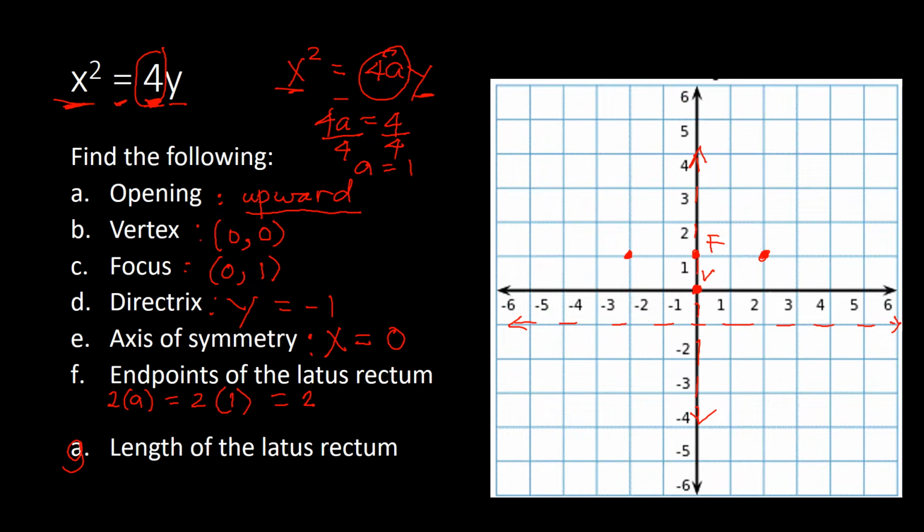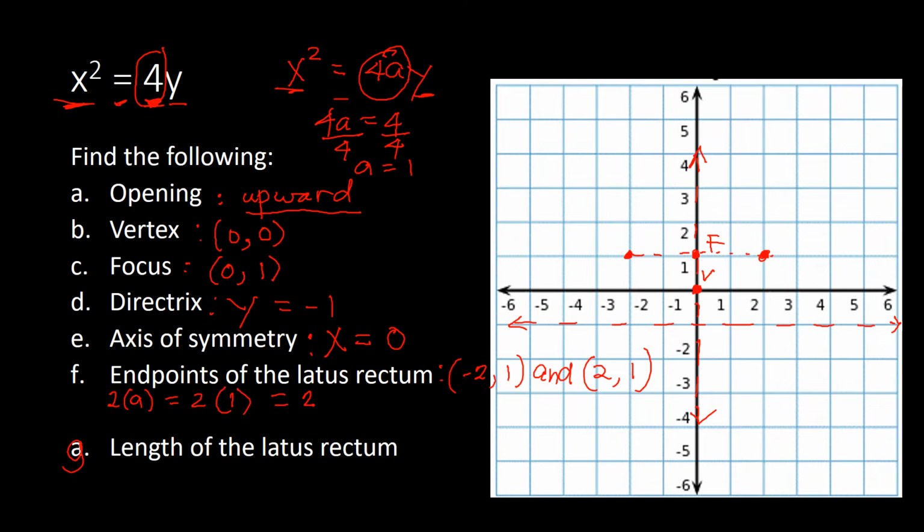So naming the endpoints of the latus rectum, we have here -2 and then our y value is 1. And another point where our x is 2 and then our y is 1. Those are our endpoints of the latus rectum. Now, next one. What is the length of the latus rectum? The length of the latus rectum is from this endpoint to that endpoint.